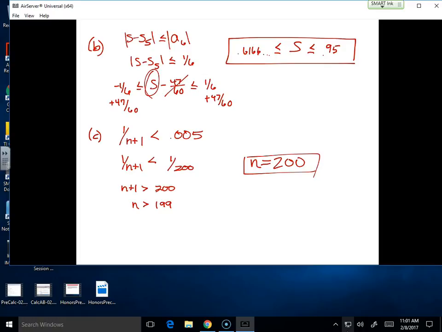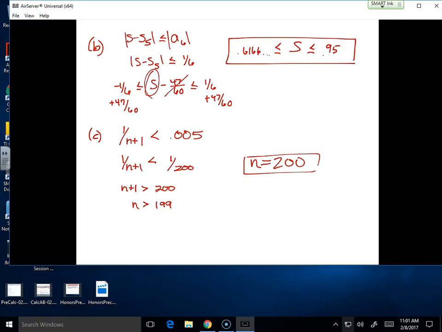Does that make sense? It says within 0.005. Within means my error needs to be less than 0.005. So if, at the end of all of our solving, n has to be greater than 199, the first one, remember, by whole numbers, because n is which numbered term, n would have to equal 200. Does that make sense? Because then the error would be 1 over 201, which would be less than 0.005.